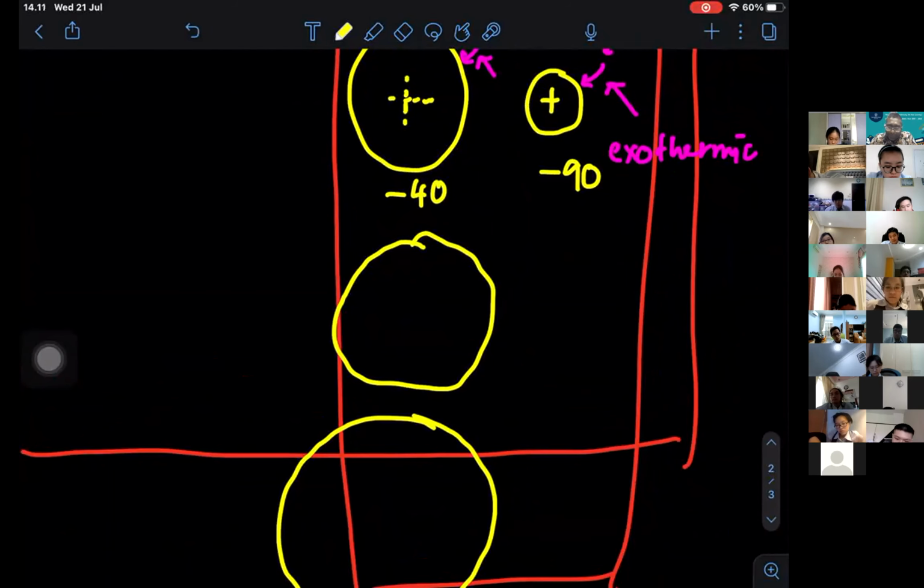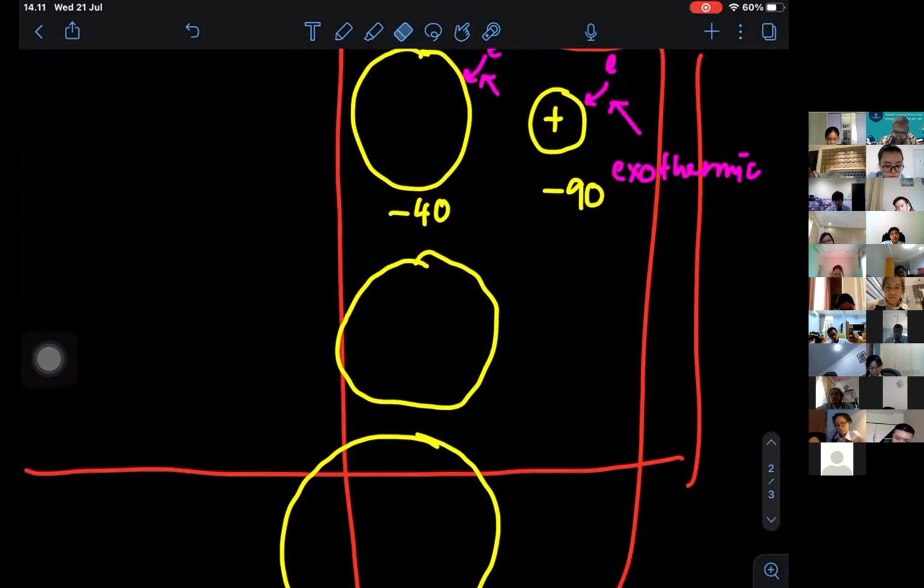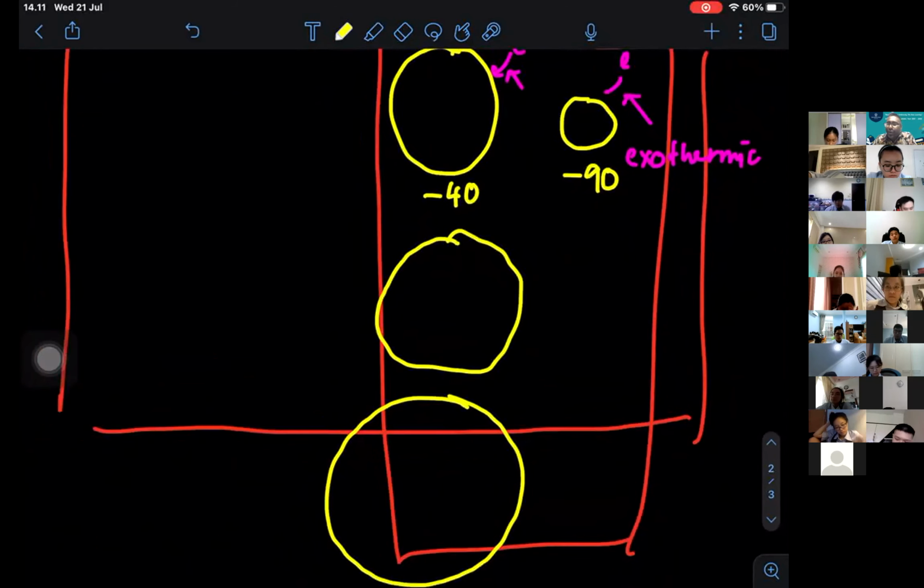So if I just ignore the positive from just now, I will erase this one first. If I want to put which one is going to be more positive, you see that the positive charges are going to decrease as they go down. Why? Because it's shielded and the distance is more. So let's say this is going to be more positive if you compare it to this.